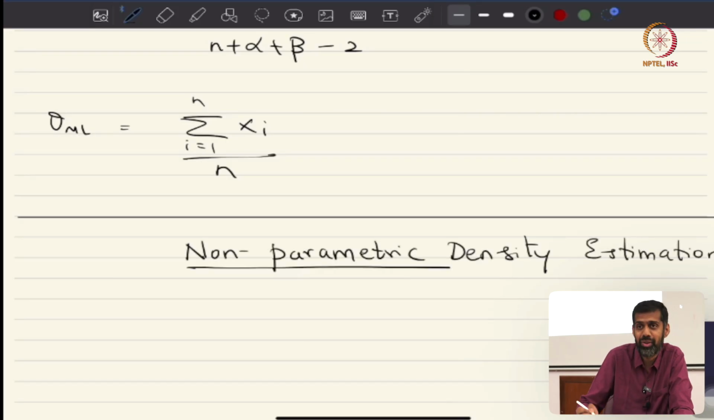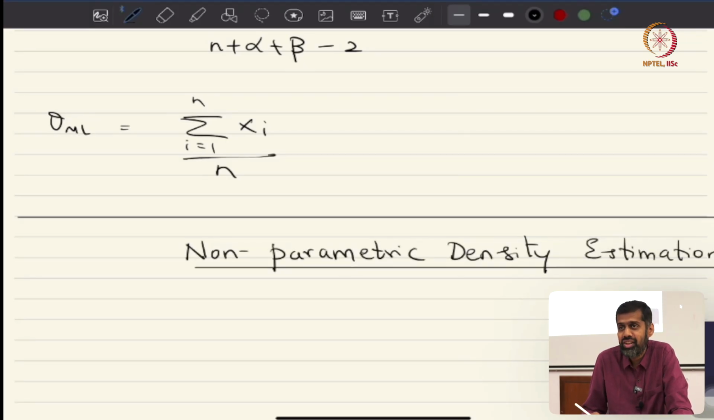A question to ponder upon: can you think of a MAP estimate for latent variable models? GMM, with the Bayesian viewpoint, think about it. So we have GMM parameters, right? So can we incorporate some belief on our GMM parameters, and can we get a MAP estimate for GMMs? That is a question to think about. Okay, so let us now look at the non-parametric density estimates.